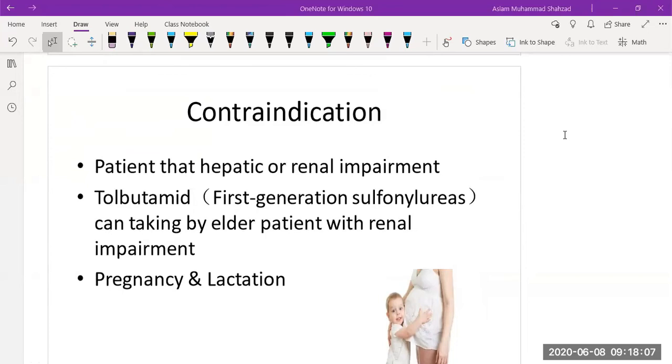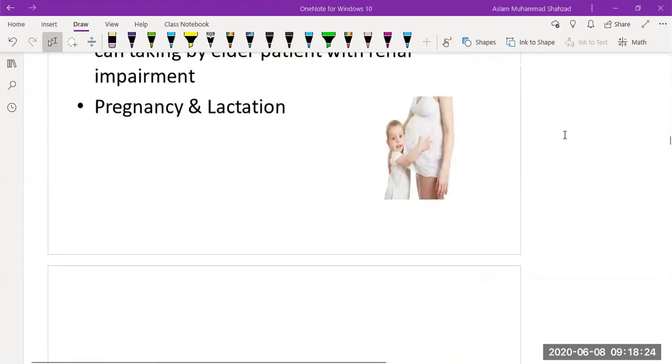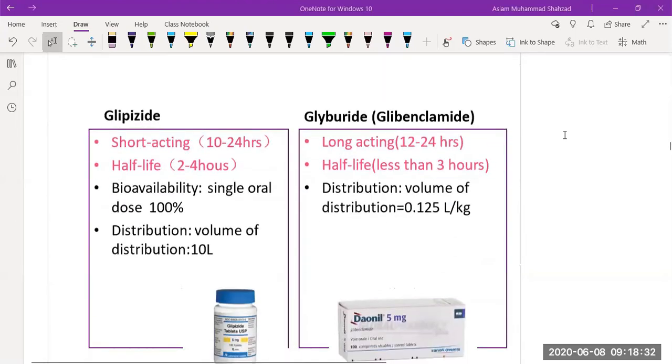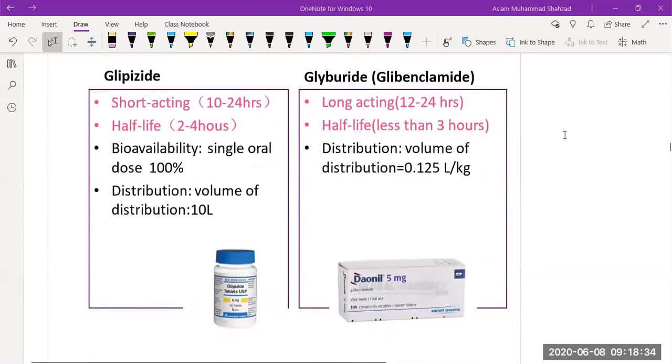Most of the new generation drugs are now helpful for kidney functions. They are not harmful and they support the kidney functions. But still, tolbutamide is given especially to old patients with renal impairment. Pregnancy and lactation are contraindicated. Then second generation, we already mentioned the names like glipizide and glyburide, and the differences between these drugs.